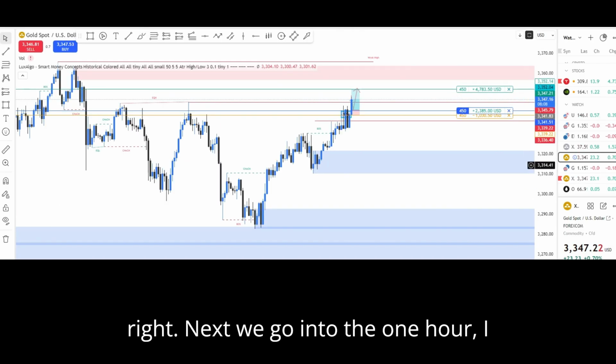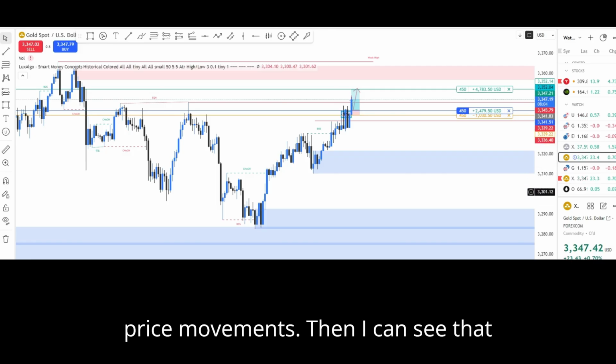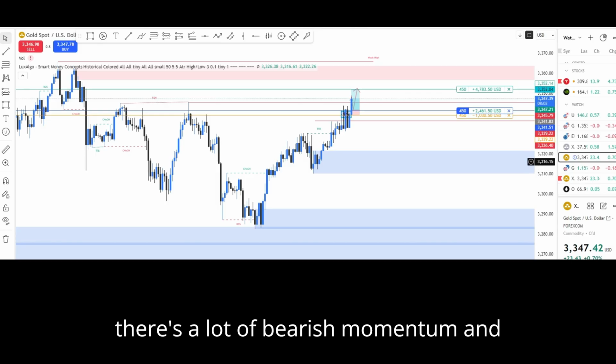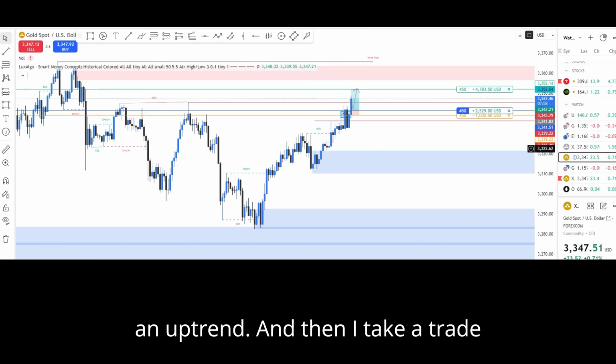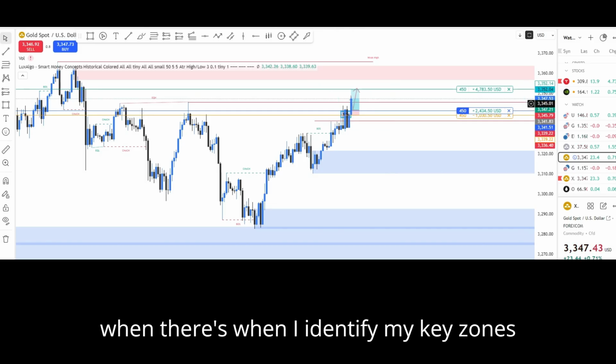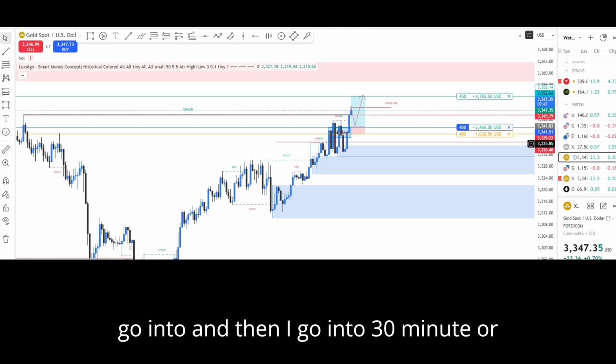Next, we go into the 1 hour. I try to see any kind of price action, price movements. Then I can see that there's a lot of bearish momentum, and then there's accumulation down, leading to an uptrend. And then I take a trade when I identify my key zones and key highs and lows. Then next I go into 30-minute or 15-minute.